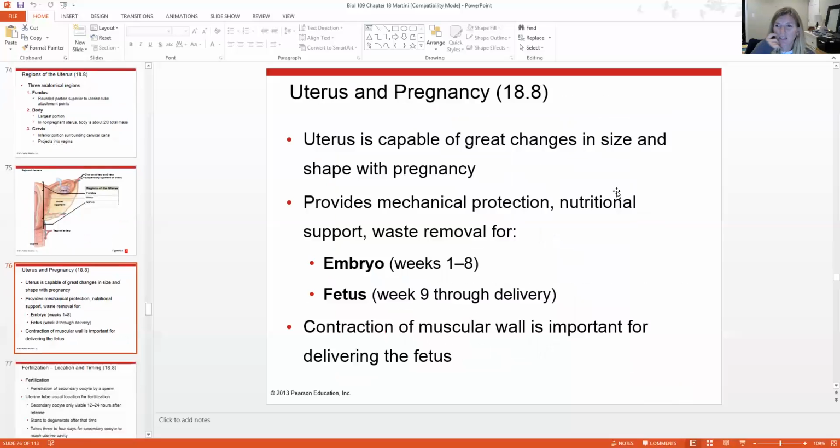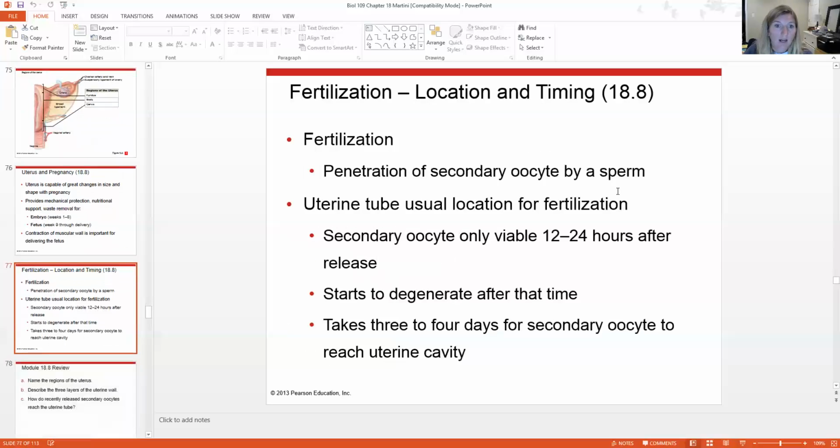I've actually seen a dissected human uterus. It's about this big when it's not functioning. It's crazy how something this big can cause that much discomfort every month, but it does. It provides mechanical protection, nutritional support, as well as waste removal for the embryo. It's called an embryo from 1 to 8 weeks of development, and then a fetus from 9 weeks and through delivery. Contraction of the muscular wall is important in delivering that fetus.